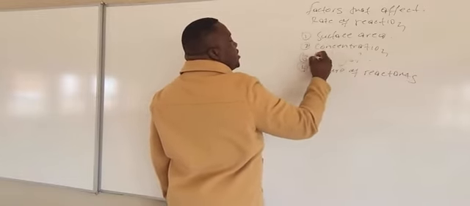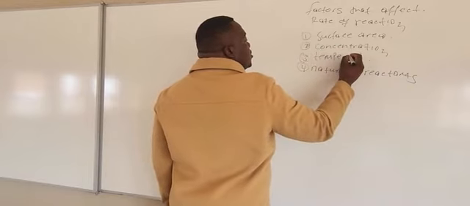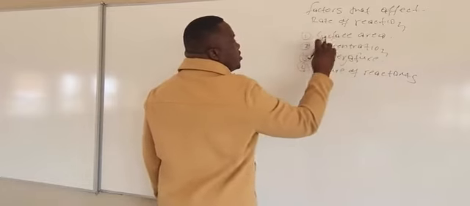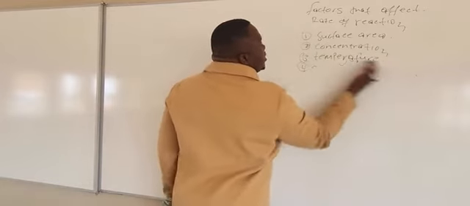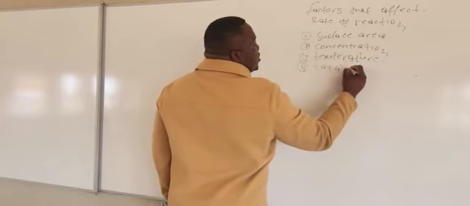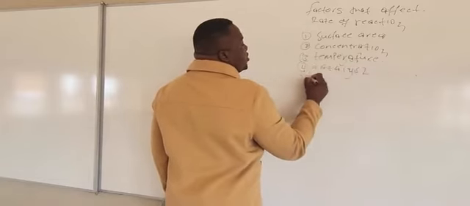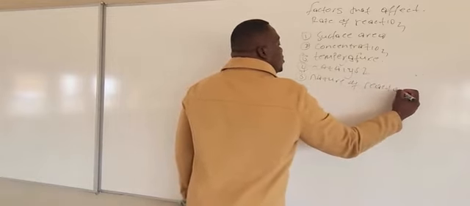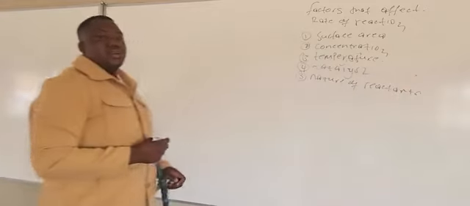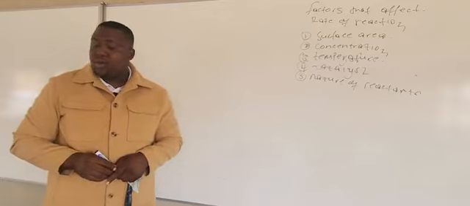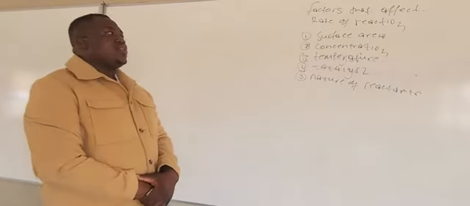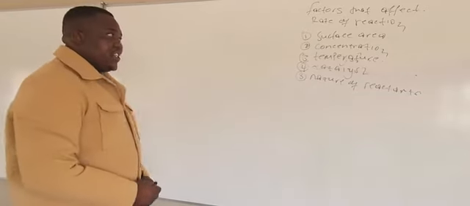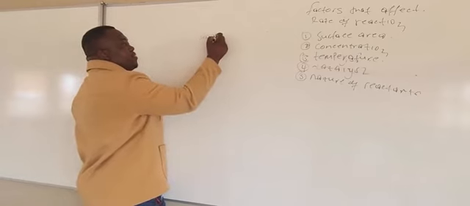Let me put temperature here, because these three, surface area, concentration and temperature, are the key ones. Then here, let me just put the catalyst, then the nature of reactants. So these are the factors that affect the rate of reaction. We are going to use collision theory to explain how each factor affects the rate of reaction. Let's talk about the surface area.